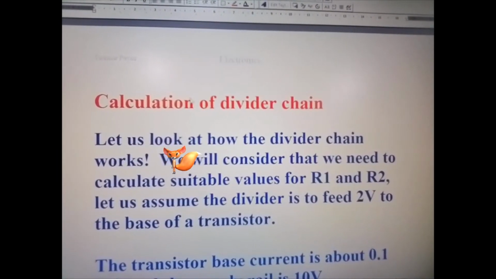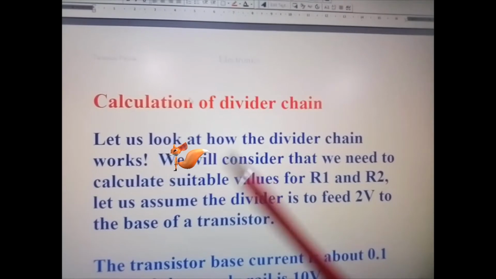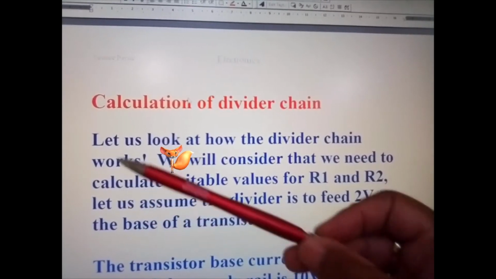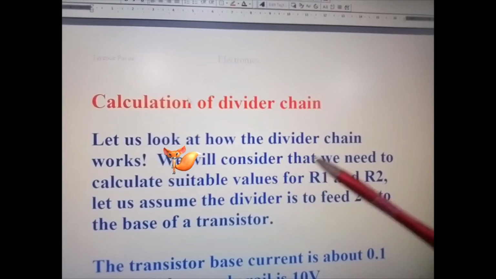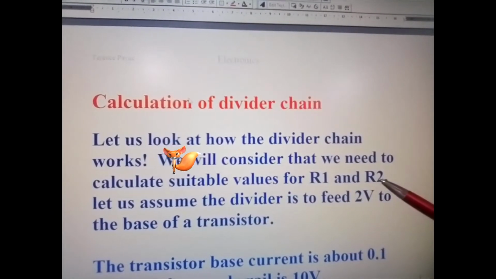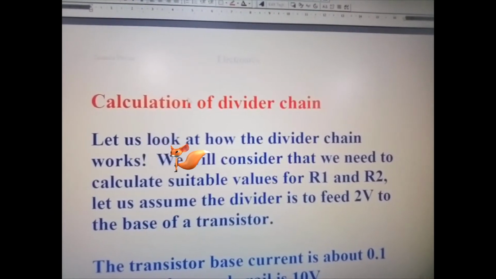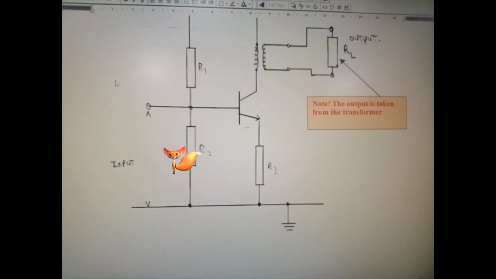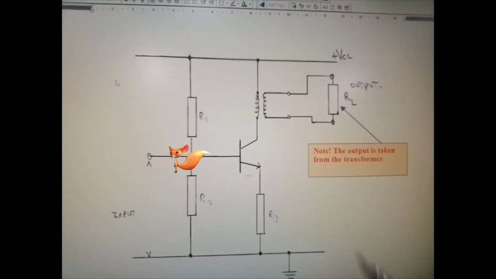Now here we need to look at calculation of the divider chain, and you will remember that earlier I was trying to tell you about R1 and R2. That becomes your divider chain. Let us look at how the divider chain works. We will consider that we need to calculate suitable values for R1 and R2. And here we have R1 and R2.